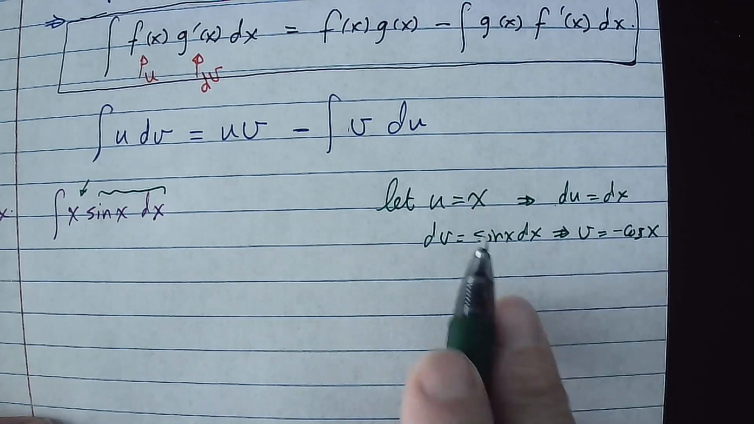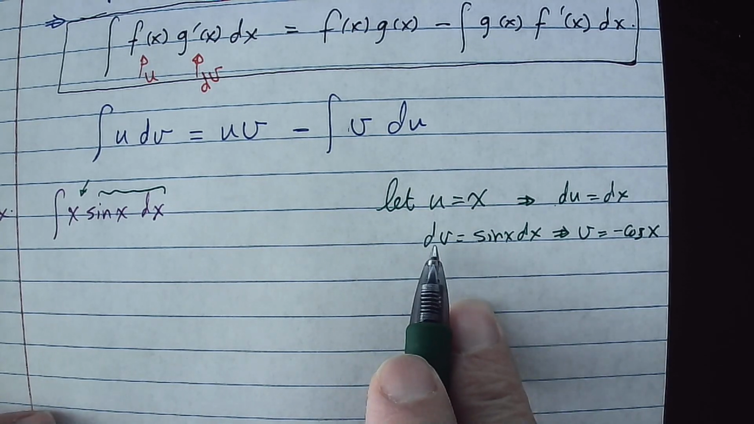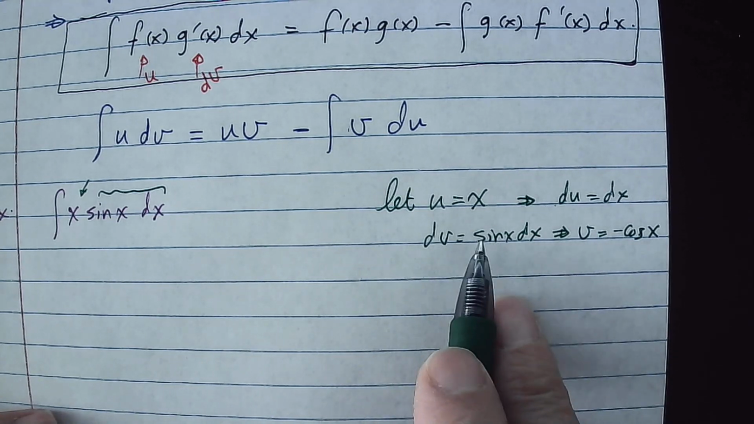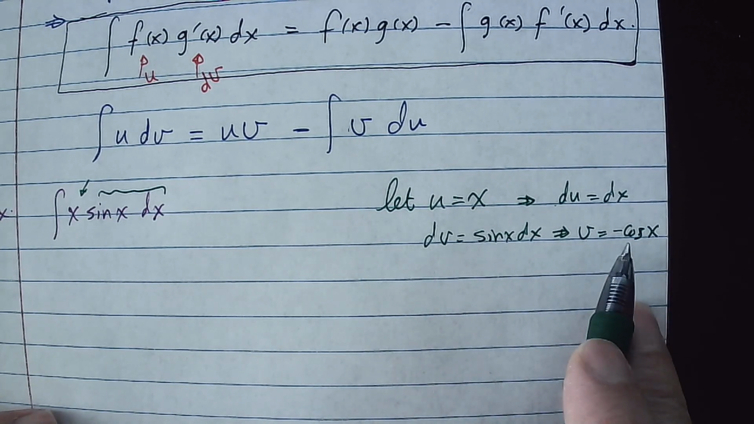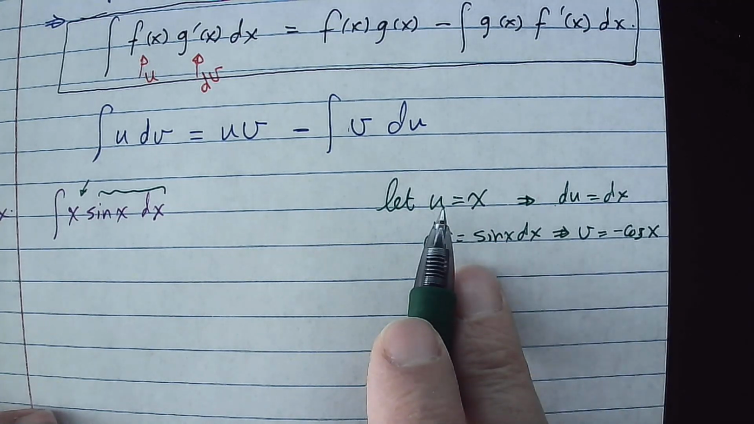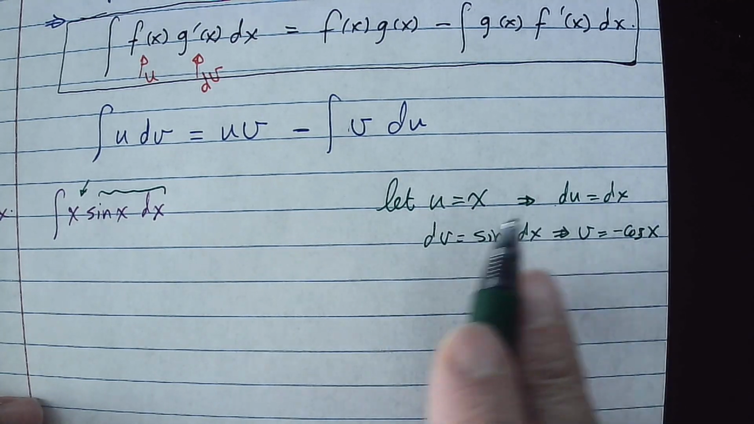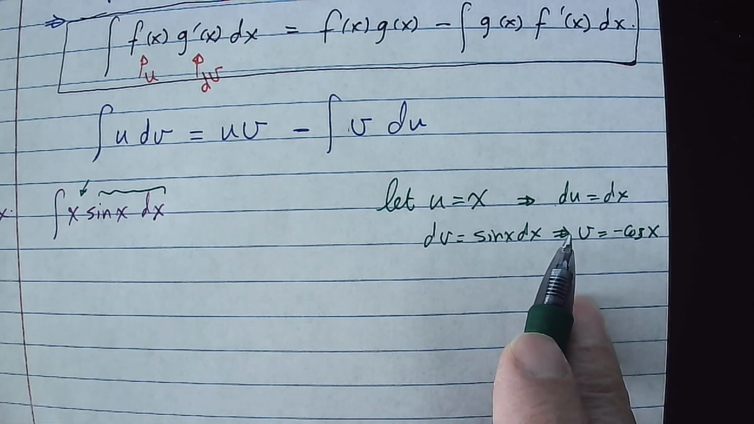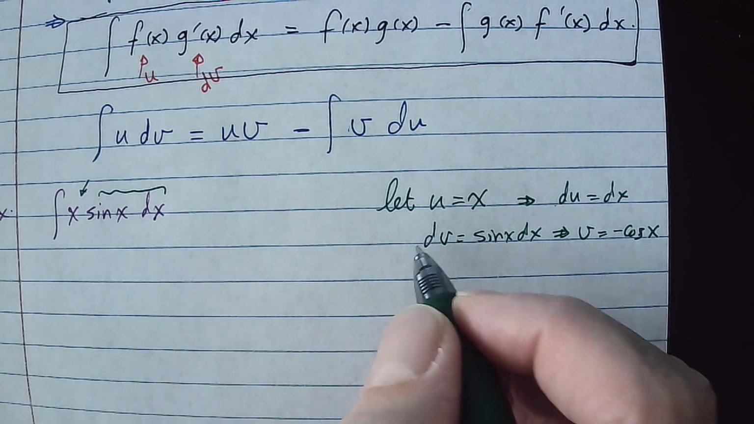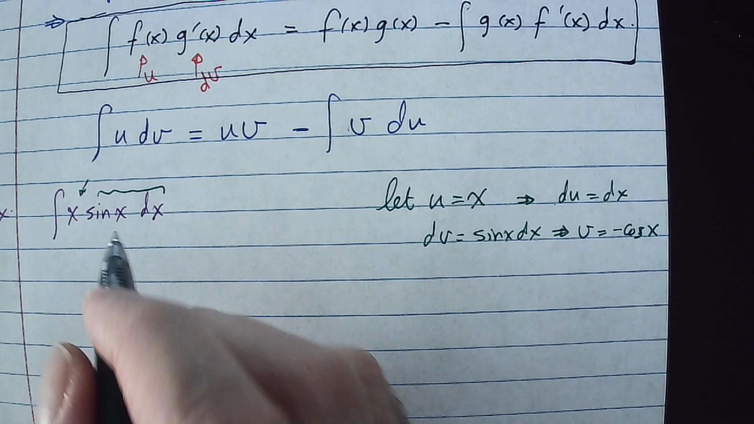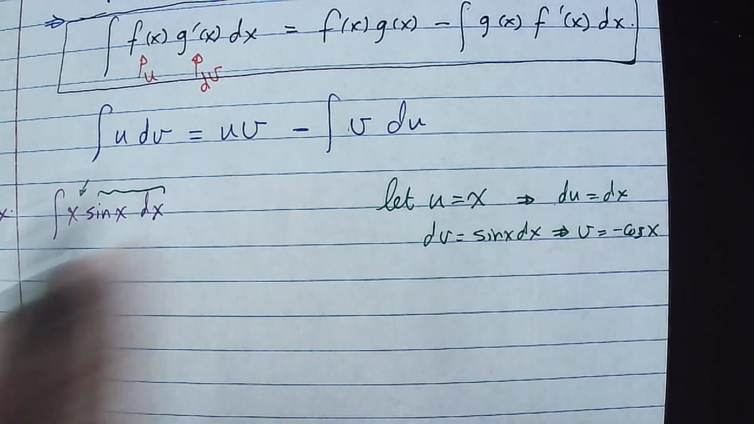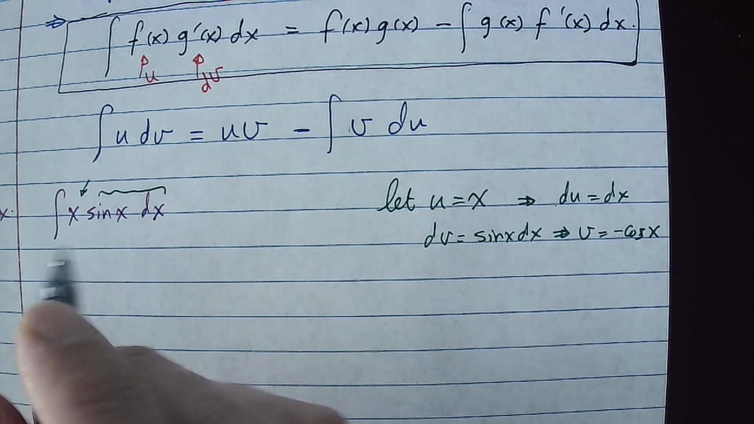Where did we get this from? Just integrate. The integral of dv gives me v, so the integral of sine x is negative cosine x, and the derivative of u is du, and therefore I have u, du, dv, and v. Just put these back in the rule up here.